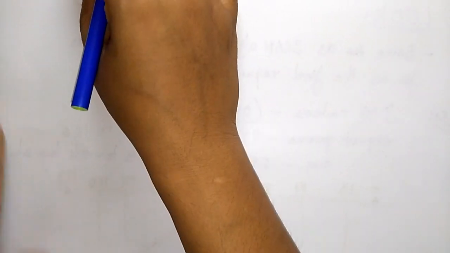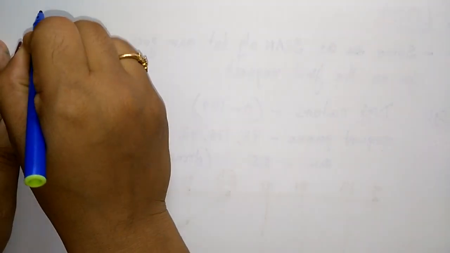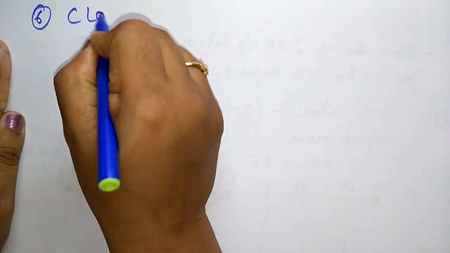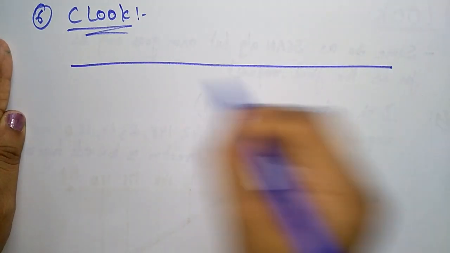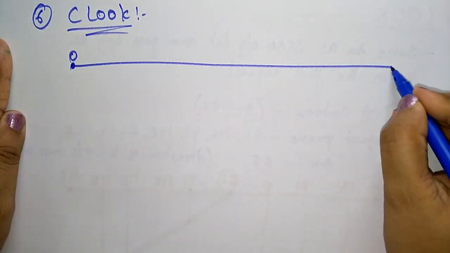Now let us see C-LOOK. Both are the same, but it goes to the opposite direction, just like a circular scan, but it is not moving to the end of the track. It only moves as far as the last request. The sixth one is C-LOOK. I am taking the same example.